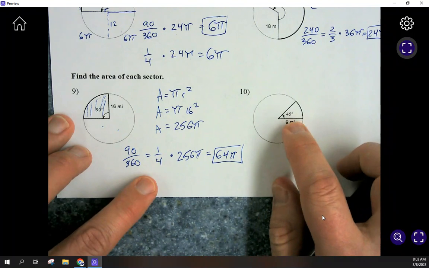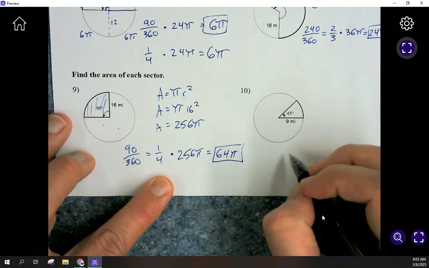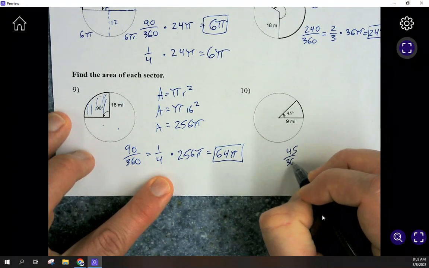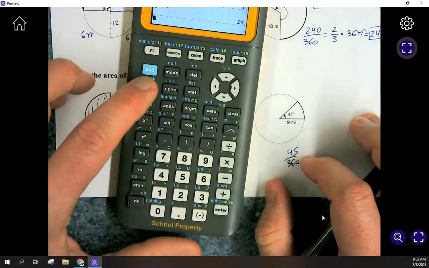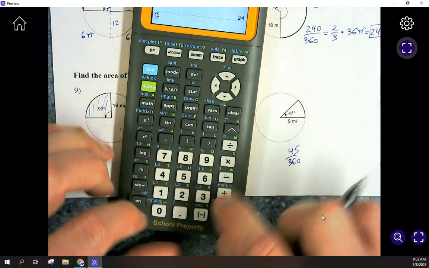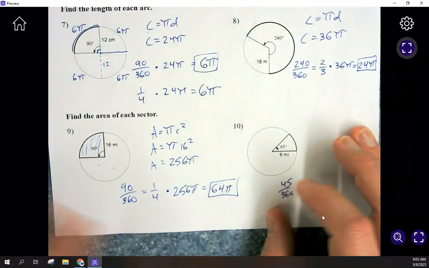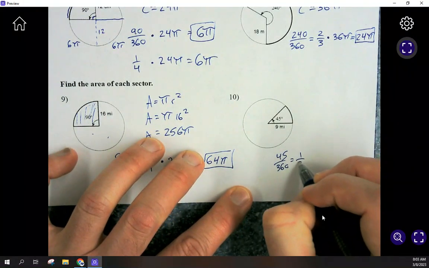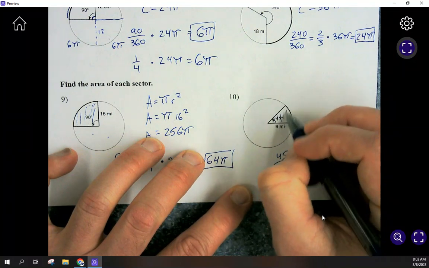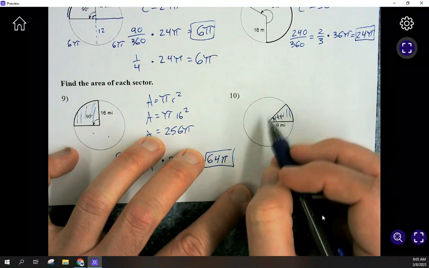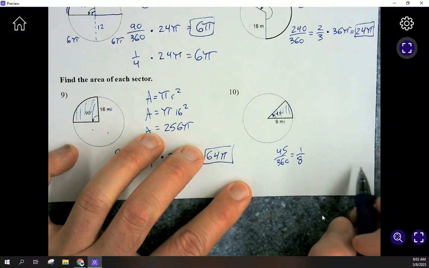And then number 10. So we have a different angle. We haven't looked at this one yet. 45 out of 360. We go ahead and do that one. 45 over 360, that's 1/8. Okay, so this area is 1/8. It's like if you cut a pizza into 8 equal slices. This is the one slice.